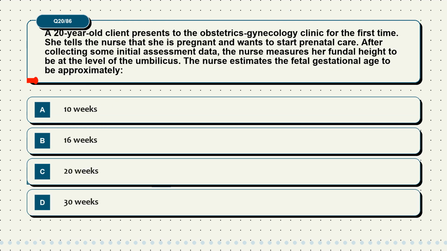Question 20. A 20-year-old client presents to the obstetrics gynecology clinic for the first time. She tells the nurse that she is pregnant and wants to start prenatal care. After collecting some initial assessment data, the nurse measures her fundal height to be at the level of the umbilicus. The nurse estimates the fetal gestational age to be approximately, here are the options. Option A, 10 weeks. Option B, 16 weeks. Option C, 20 weeks. Option D, 30 weeks.